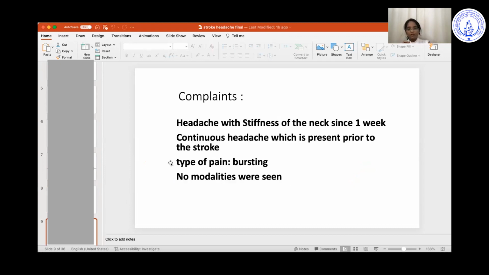The complaints were a lot, but to cut it short, I've written it in brief. It was a headache with a lot of stiffness, which is a common symptom for a stroke too. Sometimes we may ignore it, but it is very important to know. Check the BP of patients whenever they have these symptoms. Whatever she was saying was already related to the stroke, and whatever complaints she had given were already analyzed, and many remedies were given which were not helping.